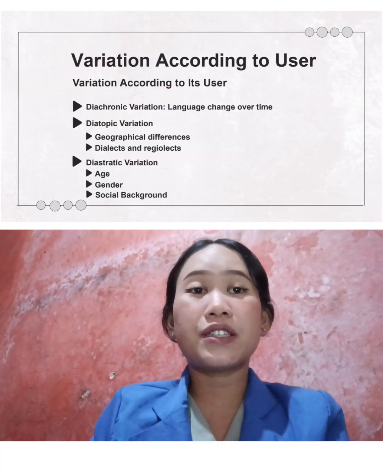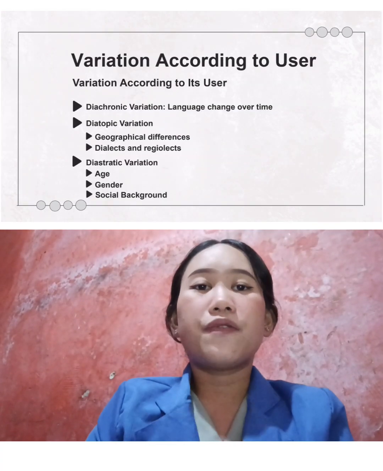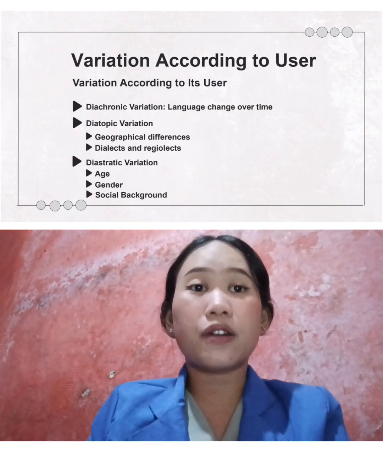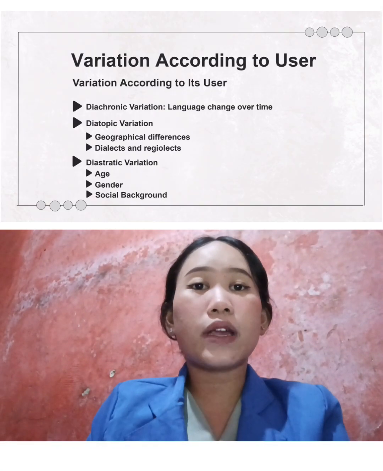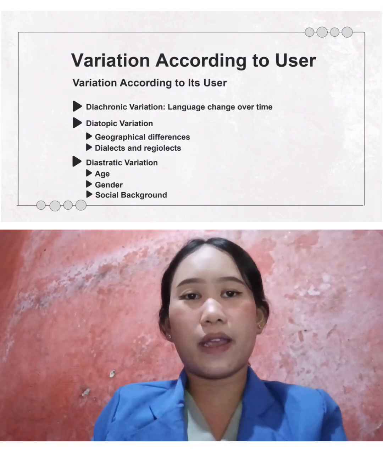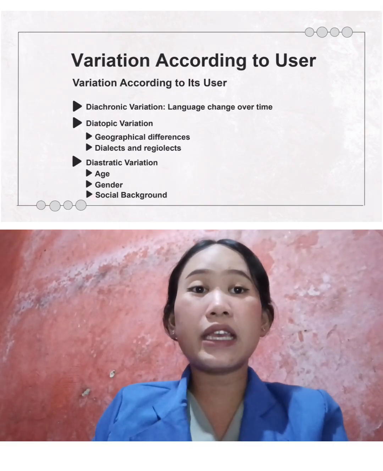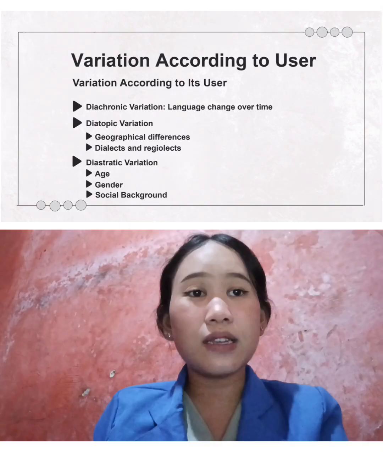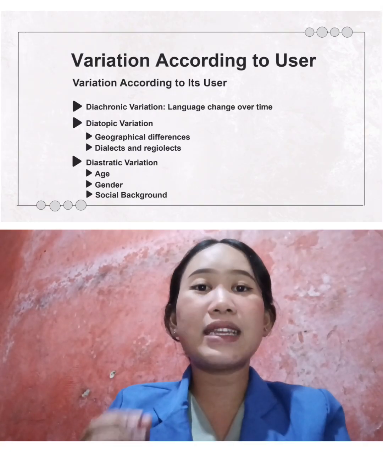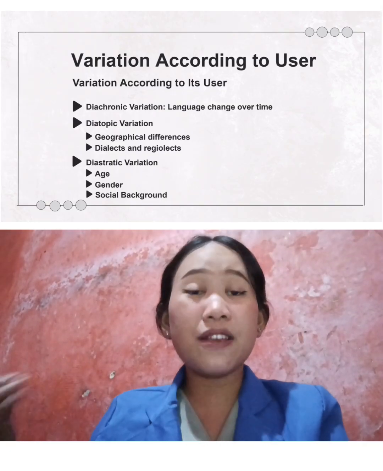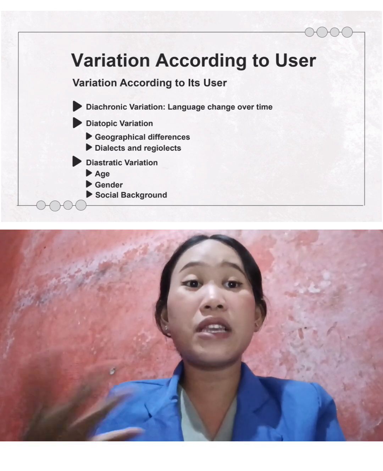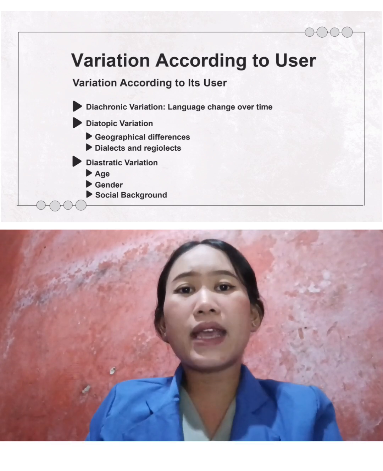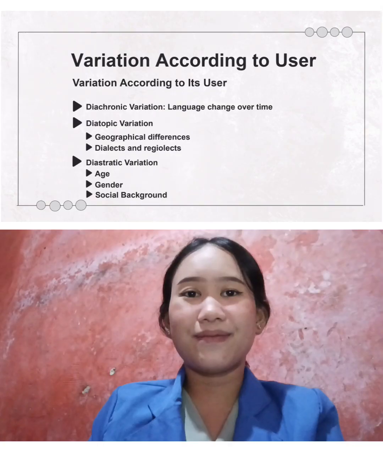Next slide is variation according to user. Variation according to the user refers to differences in language use that are influenced by the characteristics of the speaker. This type of variation includes diachronic variation, diatopic variation, and diastratic variation. Each of these explains how language changes or differs because of time, place, and social factors.